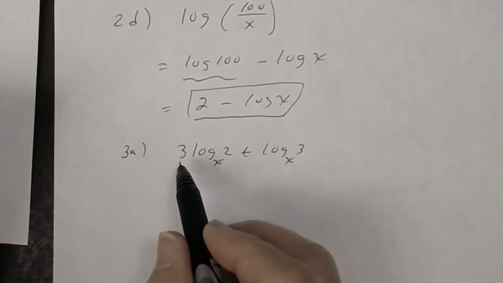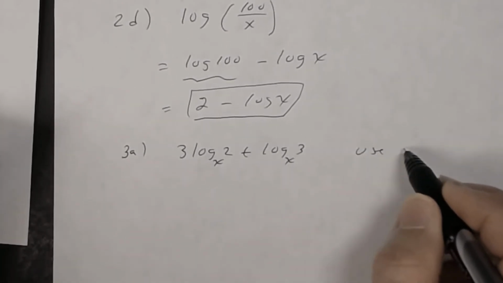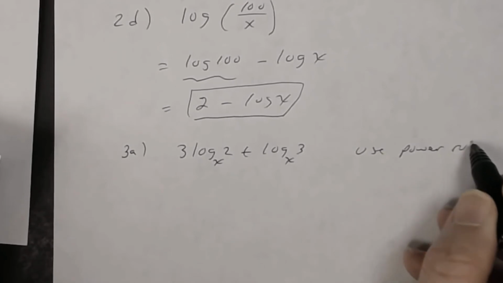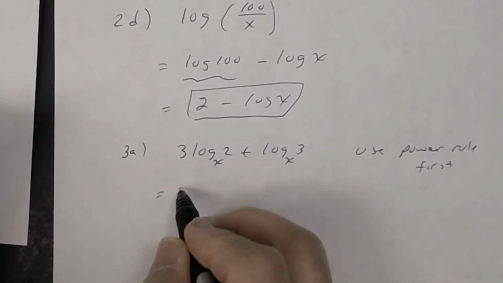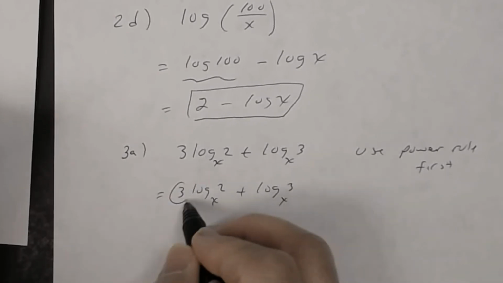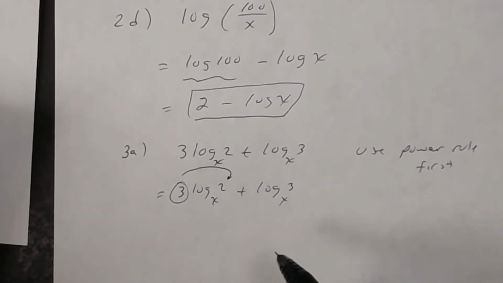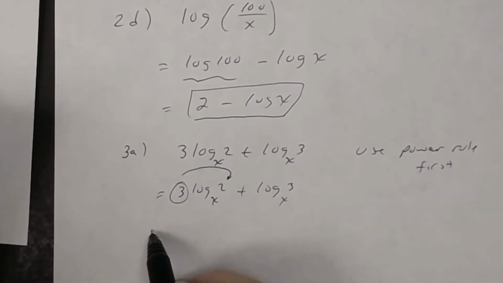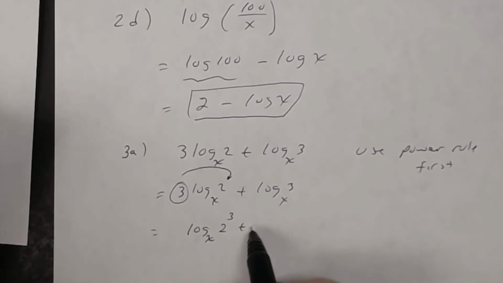This coefficient is not a 1, so the first thing you're going to do is use the power rule first. Let me rewrite this over. You're going to take this factor and write it as an exponent. So this becomes the log base x of 2 to the third, plus the log of 3 base x.